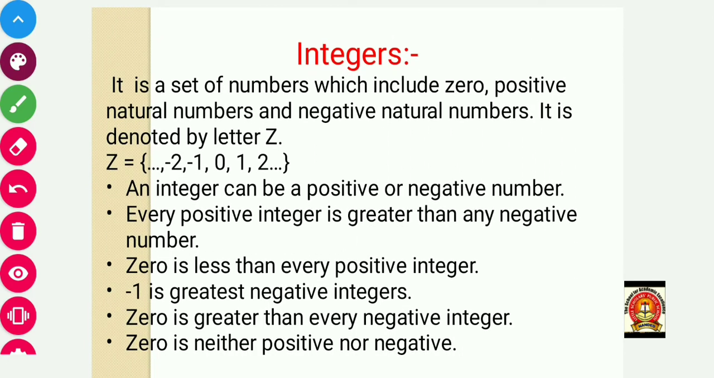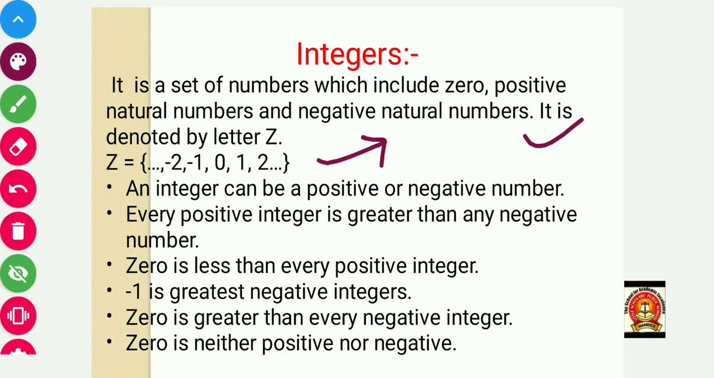Friends, you know that integers are a set of numbers which include 0, positive natural numbers, and negative natural numbers. It is denoted by the letter Z. Like we are having 0 and all the positive integers to the right hand side of the 0 here, and the negative integers to the left hand side of the 0, and so on.